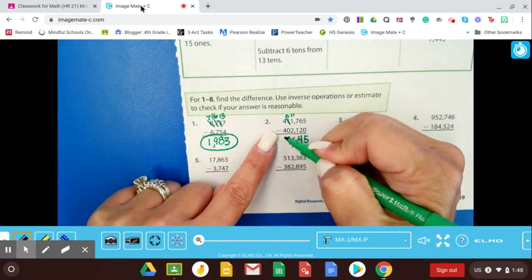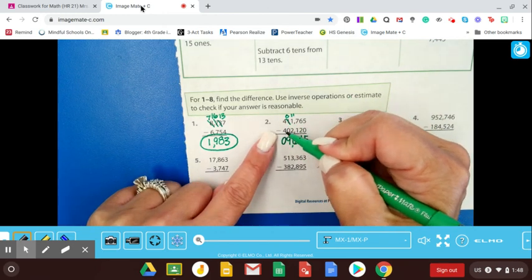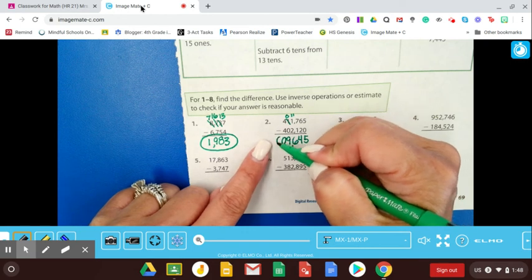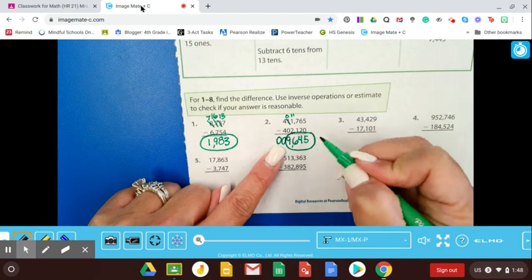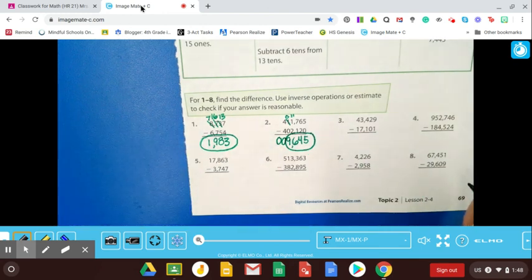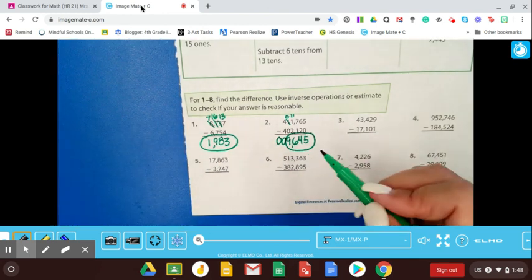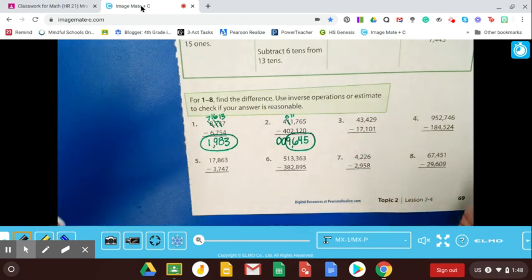0 minus 0 is 0. And 4 minus 4 is also 0. I wish I didn't write those zeros. So my final answer is 9,645. Now, I can check my work using inverse operations.